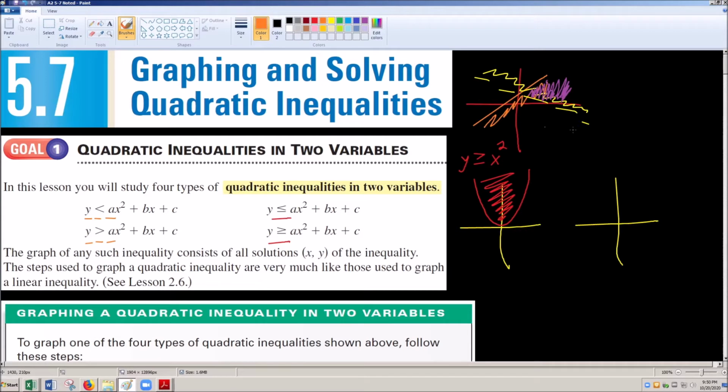If I had something that looked like y is strictly less than x squared, I would have a dashed curve here, and we would shade below. So that's just super quick how those two things would look, and then again we're going to combine different versions of these where maybe we've got a couple overlaid on top of each other.